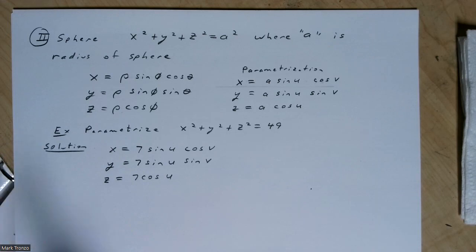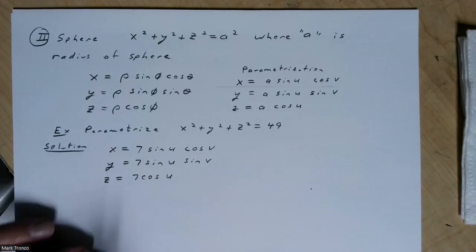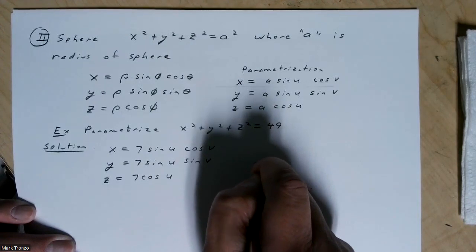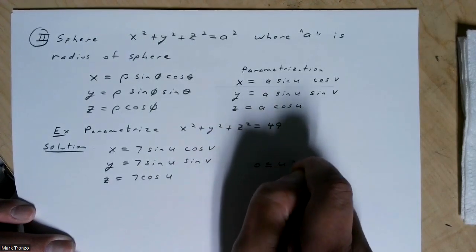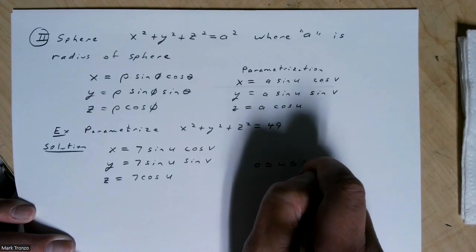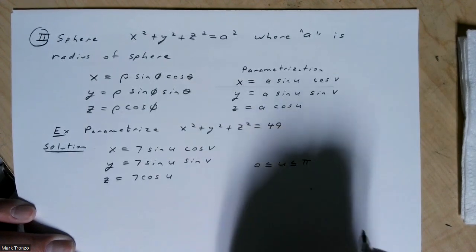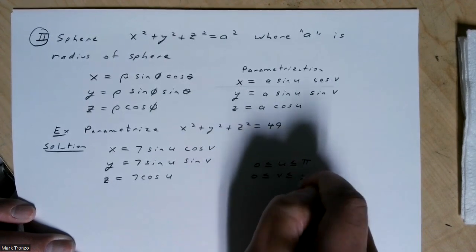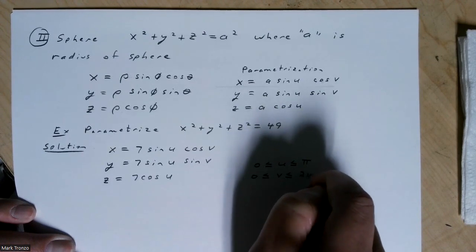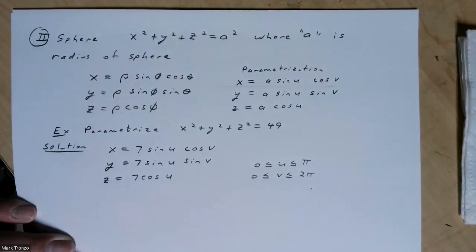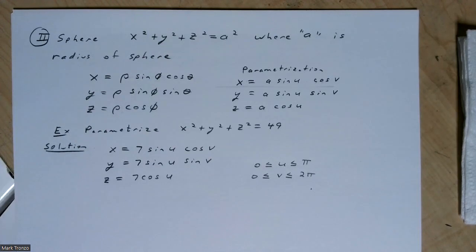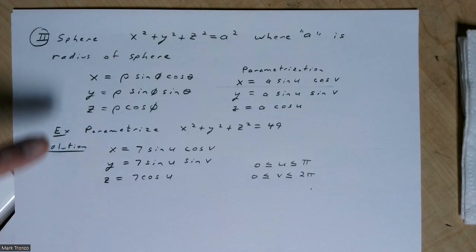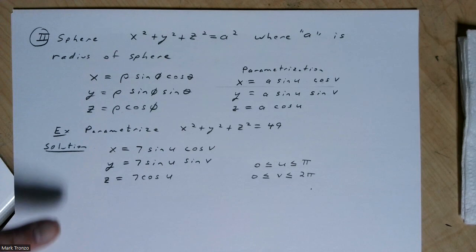And also, we need to know the bounds on these. Of course, you can see from what we have here that u is playing the role of phi, so it's going to go from 0 to pi. And v is going to go from 0 to 2 pi because it's playing the role of theta. So this is what you would normally do. This is the most convenient way to parametrize a sphere.